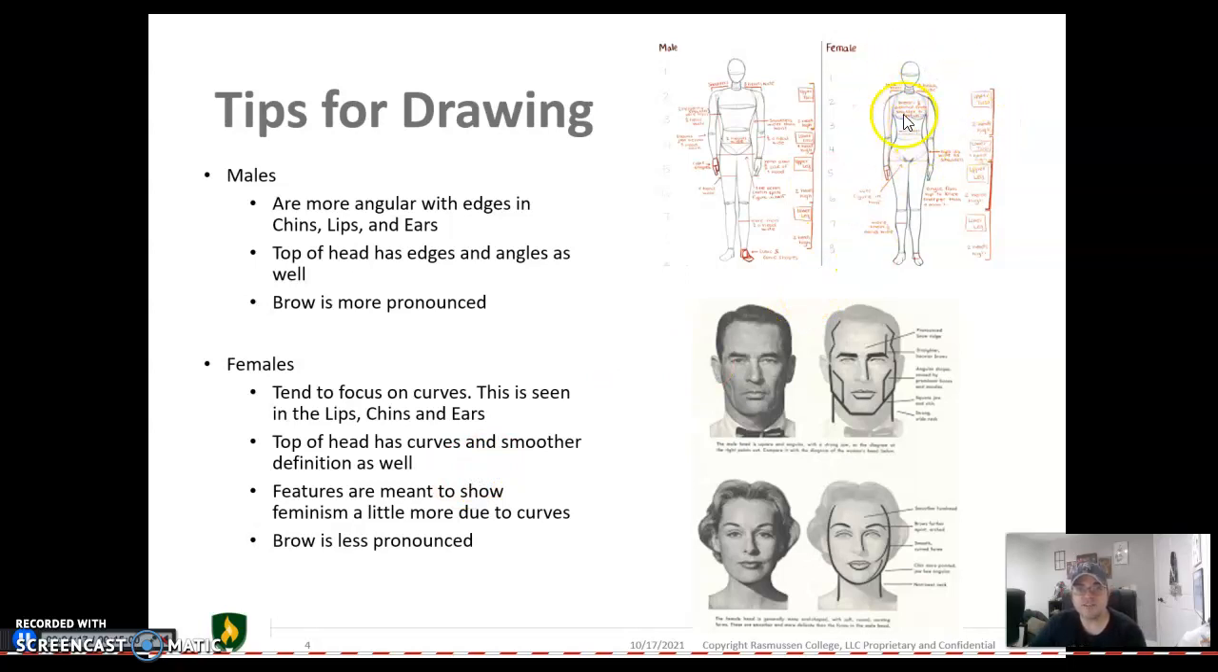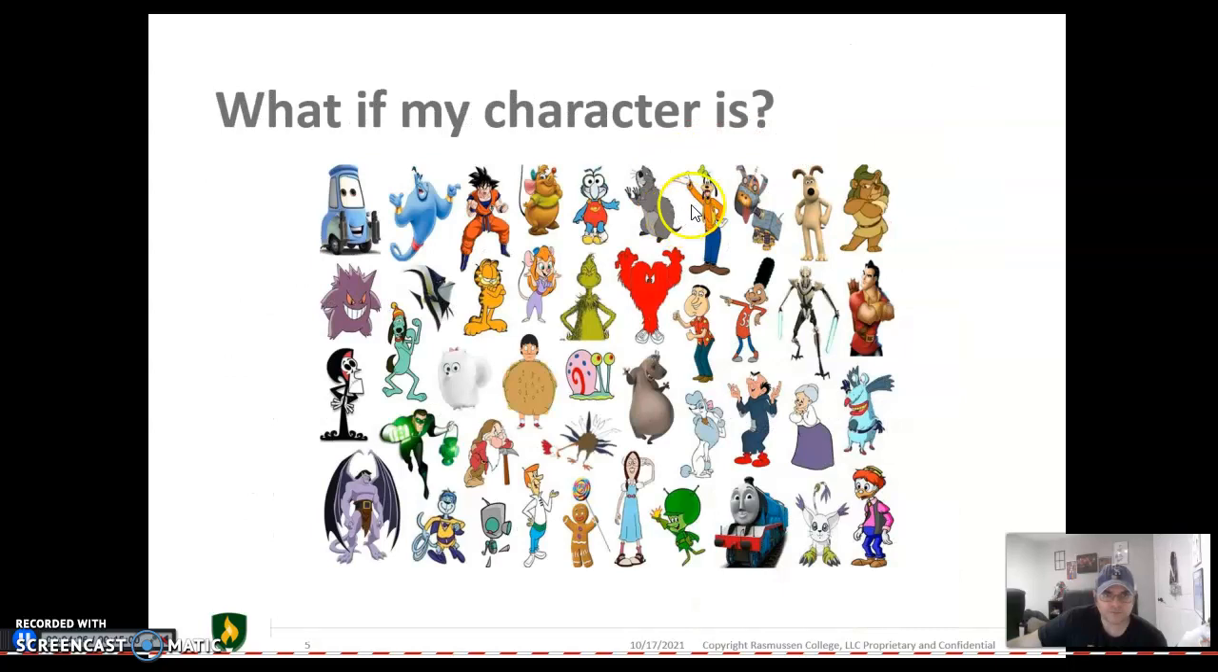And note in the body itself, definitely that hourglass figure shape to accommodate pregnancy, unlike men where it's very angular. And that all kind of plays a part with that. Now, these are tips for just in general overall.